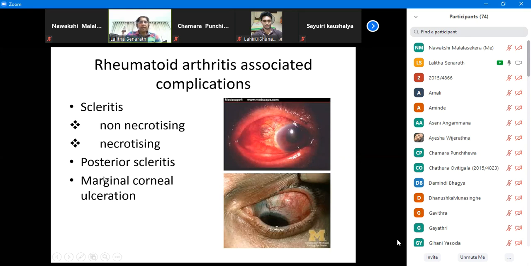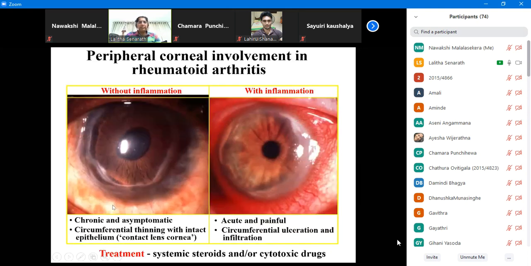Then it can affect the cornea because of dry eye or due to limbal infiltration. It's a marginal corneal ulceration. These are the corneal involvement. This may be a chronic and asymptomatic circumferential thinning of the limbus, and this is the severe inflammatory marginal ulceration, which is common in scleritis. It is a very acute and painful circumferential ulceration. It's very sight-threatening, and it can cause infection, and you may lose the eye and you may lose the vision. This also can produce severe refractive changes.